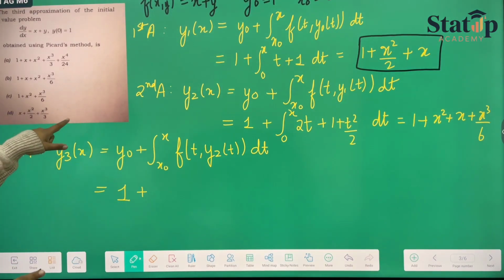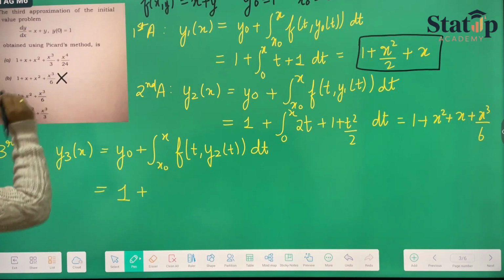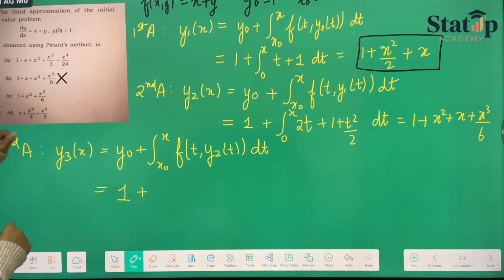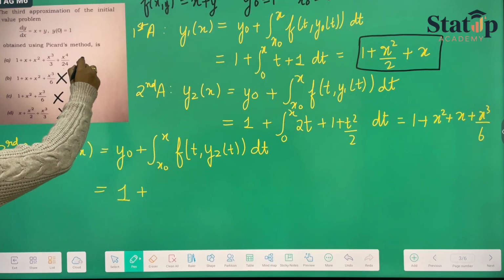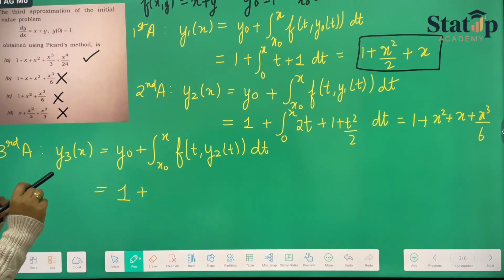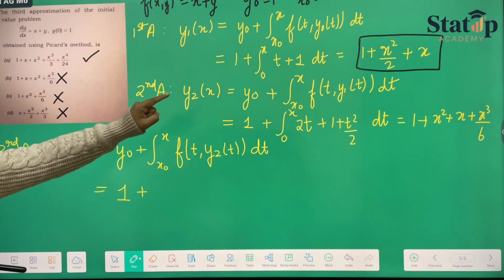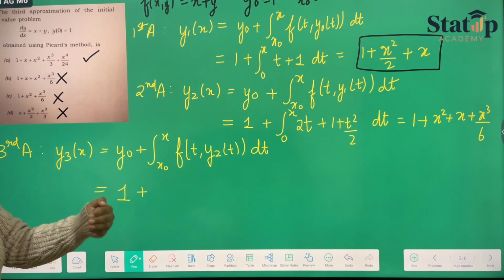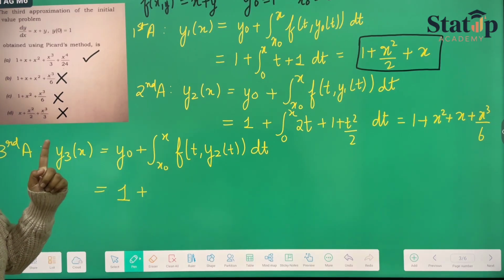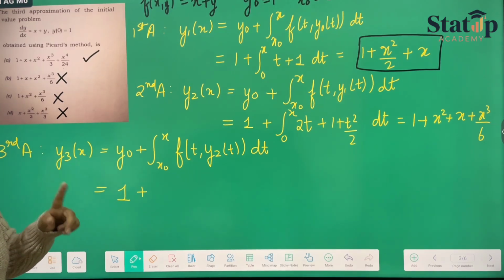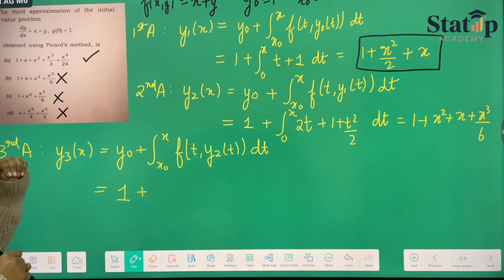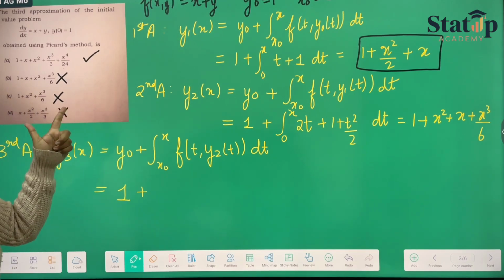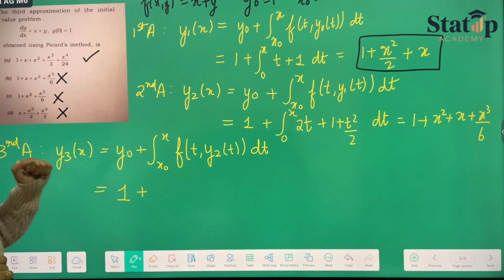If we see here, this is not the answer of the question, as you can see, the last one is also not the answer, and this one is also not the answer. This will be the answer of the question, because as you can see, the number of digits are increasing as and when we go to more approximations. In first there was x raised to the power 2, and in second there is x raised to the power 3. So in third it should be x raised to the power 4, which is only in option number A. You can attempt that thing as well.